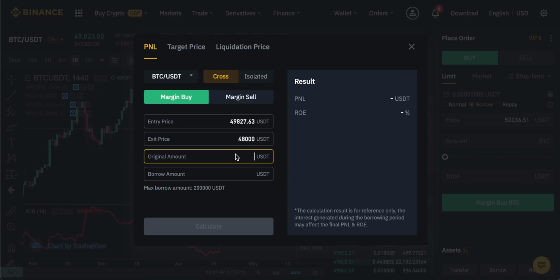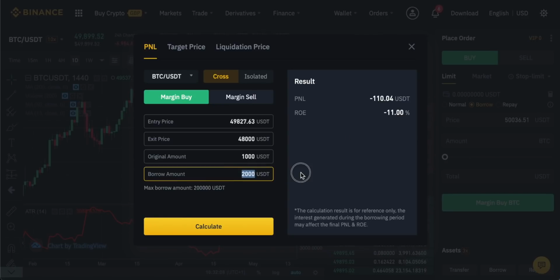So let's say that we had $1,000 on account and we borrowed $2,000. So that is actually our 3 times margin. We can calculate that. We can see that the P&L is a minus $100 and we make an 11% loss. If you actually borrowed less money, so let's say you only borrowed $500, we can calculate that again. You can see our loss is definitely lower here, only 5%. Why is that? Well, our position is smaller and we're borrowing less.